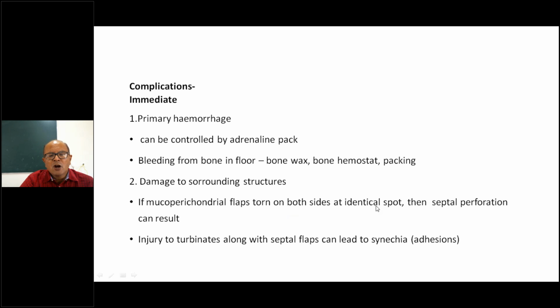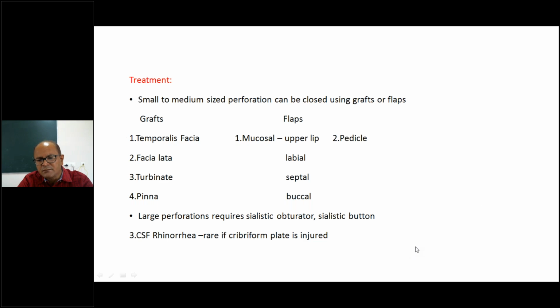If the mucoperichondrial flap is torn on both sides at an identical spot, septal perforation can result. So if you are doing an SMR and you have perforation on both sides, you put back the septal cartilage: you straighten out the cartilage, remodel it, and put it back. That can prevent development of septal perforation. And injury to the turbinates along with the septal flap can lead to synechiae. So we have to be very careful.